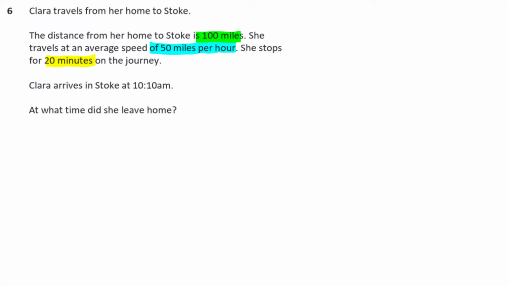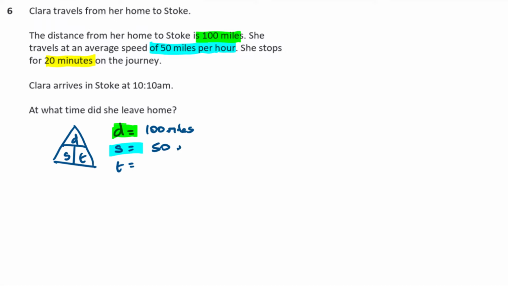Okay, so we're going to start by trying to work out that journey time. We're going to use the DST triangle, distance, speed, time. Let's pull out our values D, S and T from the question. Distance travelled, well, that was 100 kilometers, wasn't it? Sorry, 100 miles. Speed of the journey, that was 50 miles per hour. And the time, well, that's what we're trying to find, isn't it?